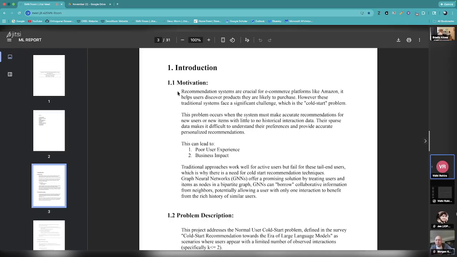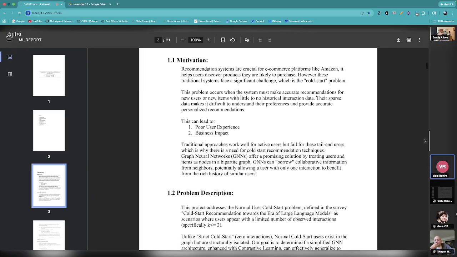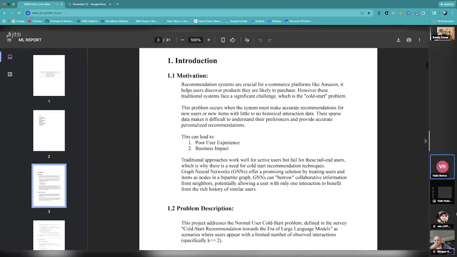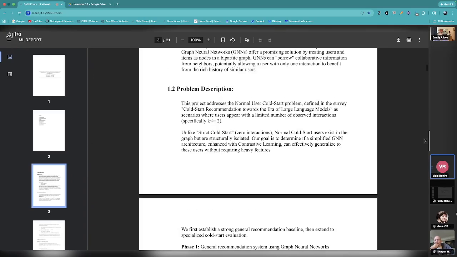The whole motivation is that recommender systems are crucial for e-commerce platforms like Amazon. As I mentioned previously, we named it Amazon because our data set is Amazon. I can show you the data set. Right, so I'll just quickly run through it.